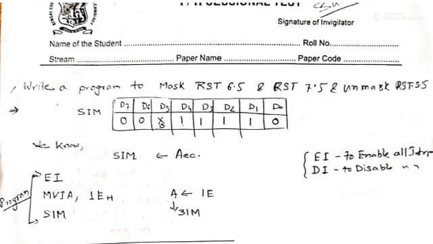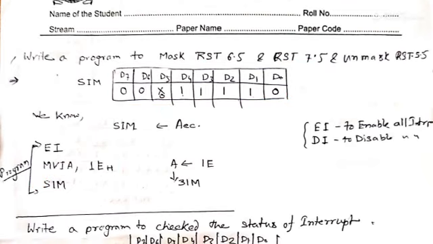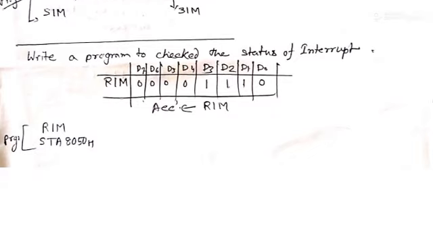Now come to the second program. Write a program to check the status of the interrupt. How will we check or read the status? Using the RIM instruction. Okay, so what does the RIM instruction do? It checks the status of the interrupt, the current interrupt condition.